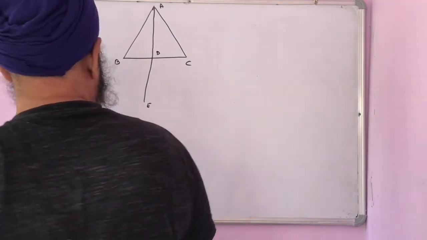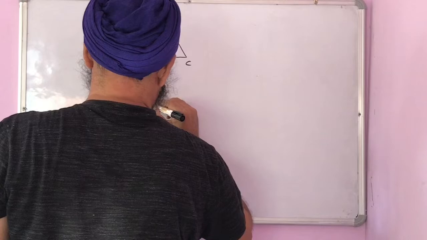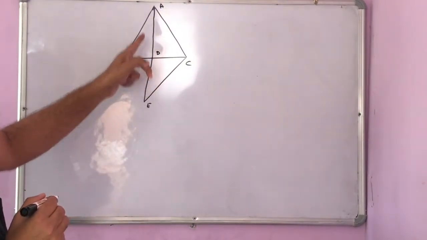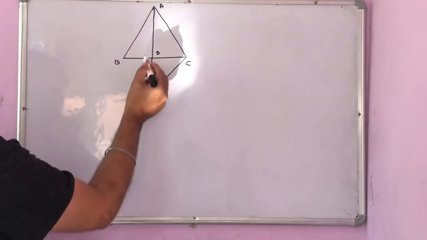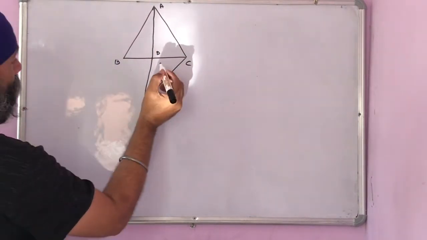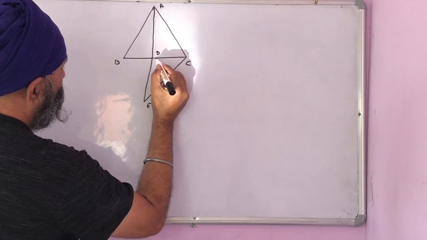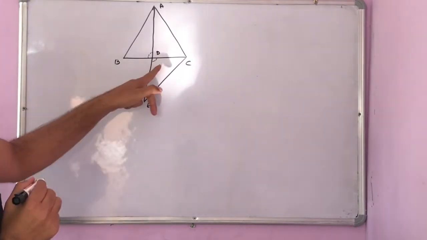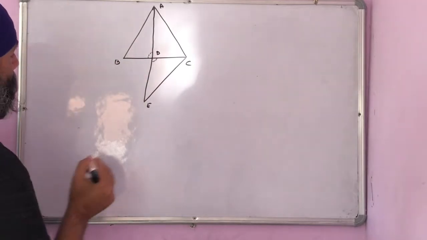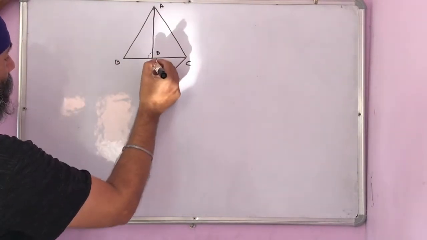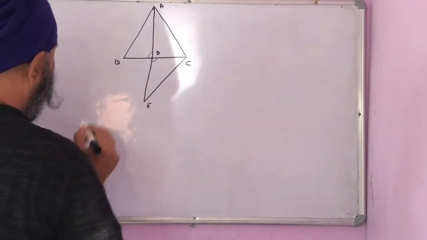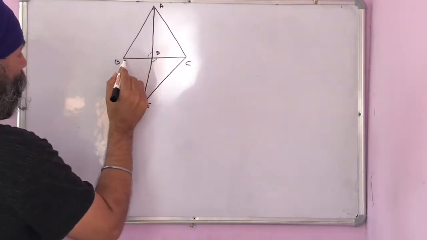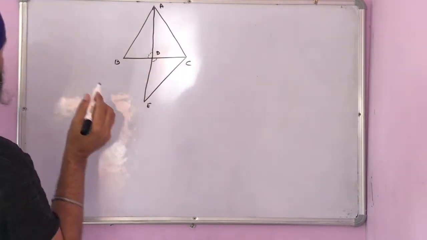Then join ABD and ECD. I have to prove these two triangles as congruent, ABD and DEC. So three things I have to find. First, these angles will be equal. They are vertically opposite angles. Second, AD is equal to DE. Also D is midpoint, so BD will be equal to DC.